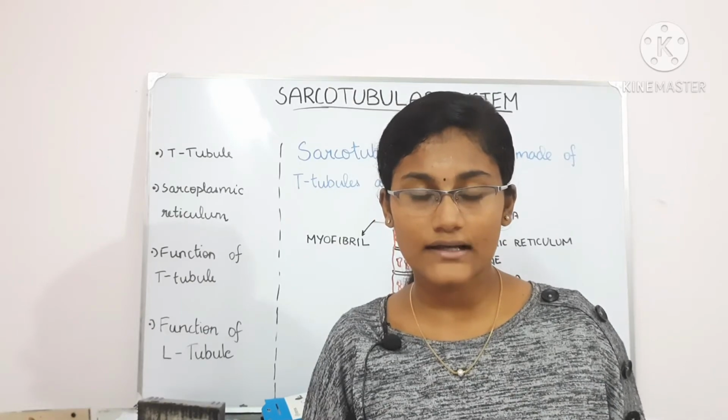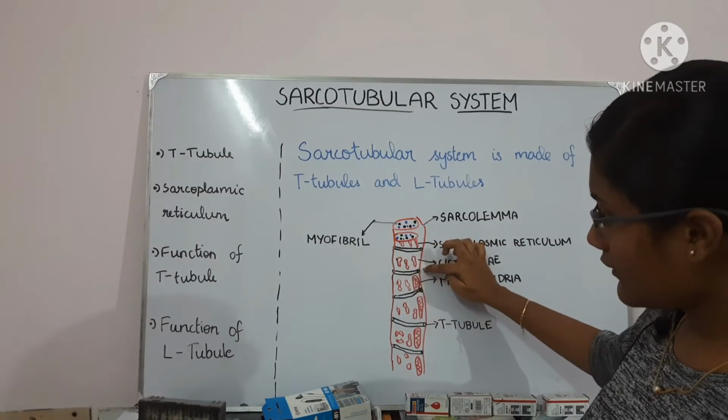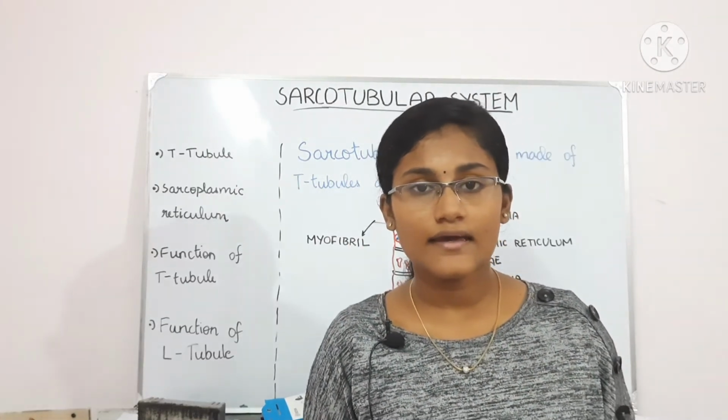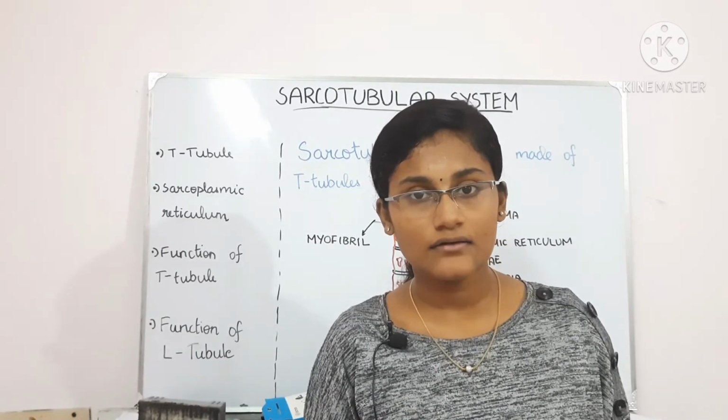In human skeletal muscle, these three, the terminal cisternae and one T tubule together, are called a triad. And in human skeletal muscle, the triad is usually present at the junction of the A band and the I band.